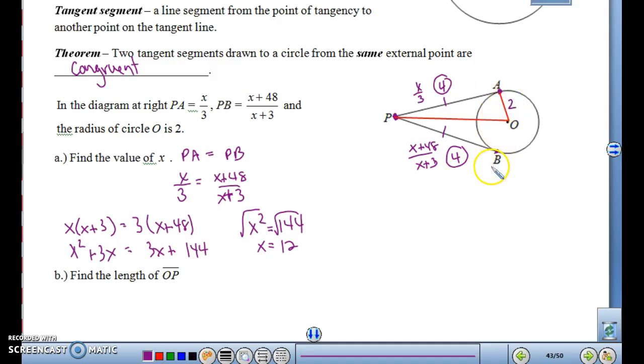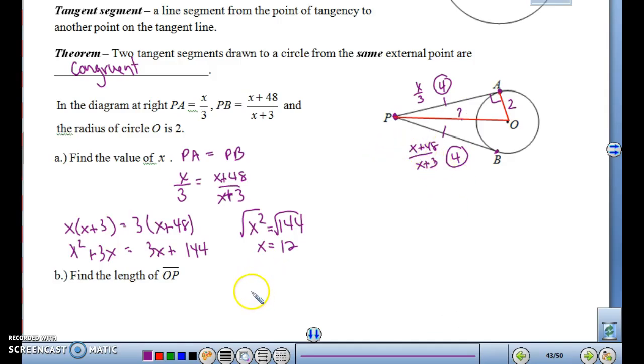What kind of triangle does that create? It actually creates a right triangle because this would be perpendicular at the point of tangency. This is a tangent line, this is a radius. Now, if we did OB down here, it would be the same thing. This would be the tangent line, this would be the radius. So it's perpendicular right there. So how could we find the length of OP? How can we find this value right here?